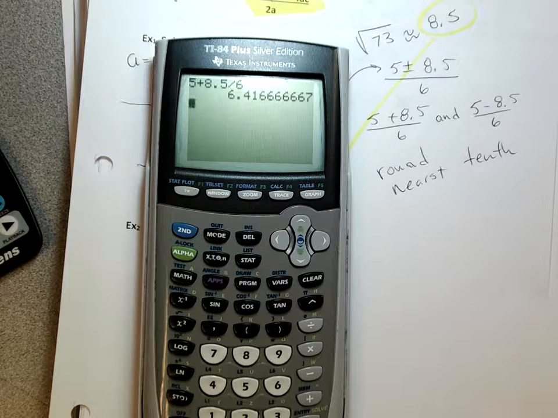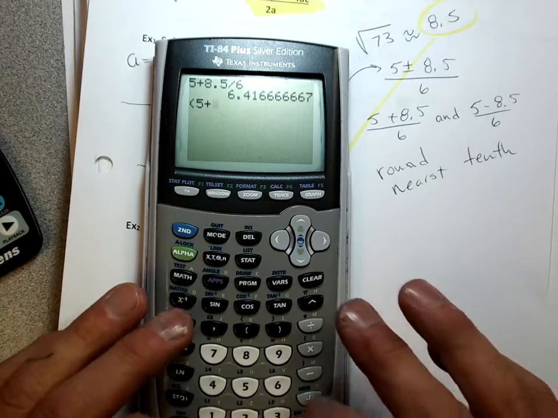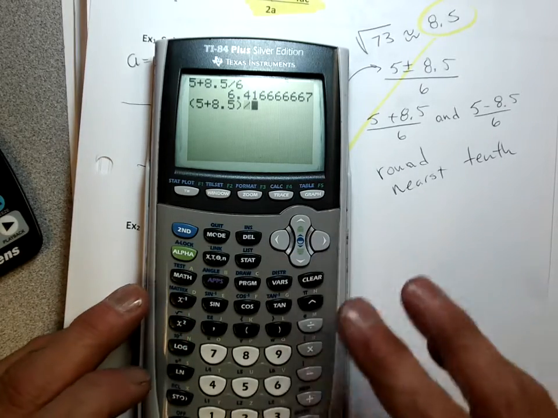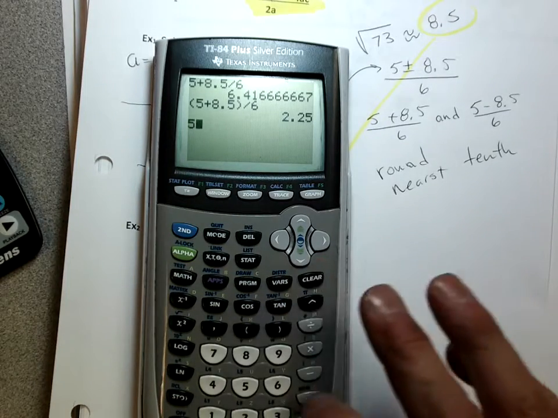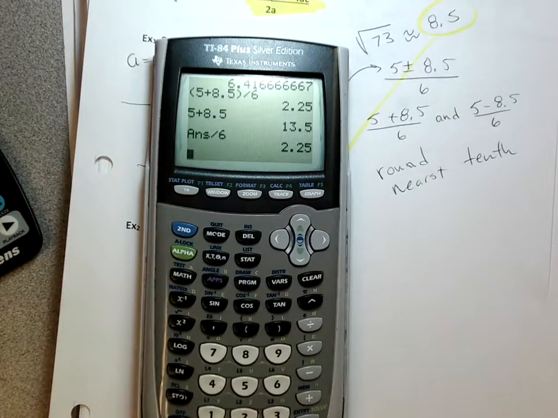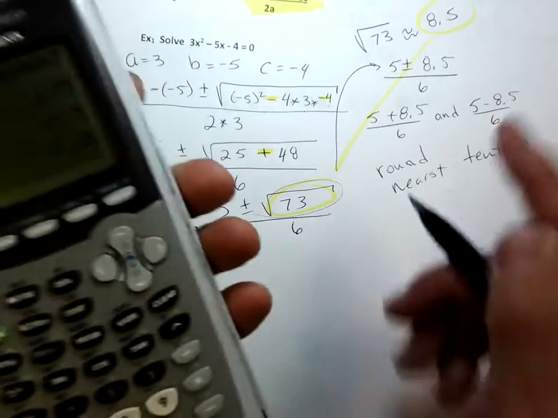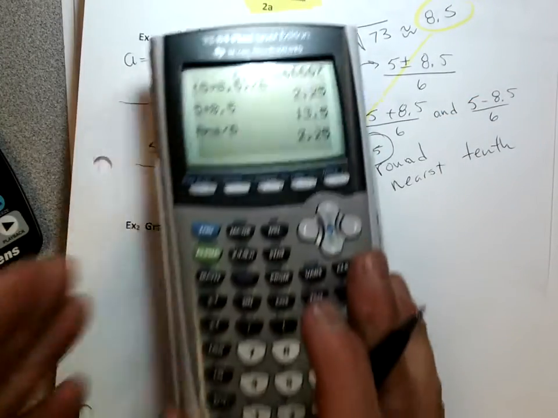So there's two ways to do it. One is with parentheses. You can go, okay, 5 plus 8.5 in parentheses, divided by 6. That is the correct answer. Or you can do it in two steps. Or you can say, okay, well, 5 plus 8.5, get an answer and divide it by 6. Either way, that is correct. Okay, so one answer is 2.5. Circle it, okay?